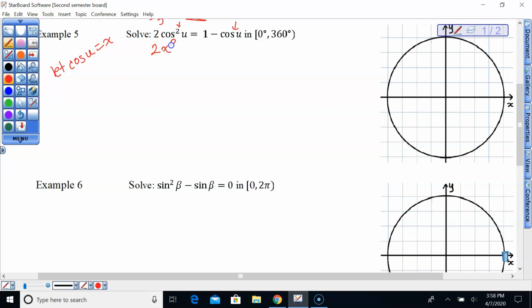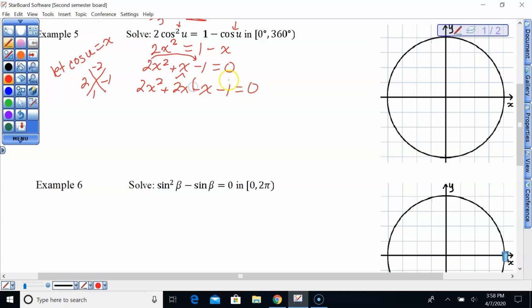So we could replace 2 cosine squared u with 2x squared equals 1 minus x. Then we rearrange this to find the zeros. We'll add x to the other side and subtract 1. So rearranging the equation, 2x squared plus x minus 1 equals 0, and then we would factor this out to find our zeros. We're looking for the numbers that multiply, AC method, to -2 and add to 1. I think 2 and -1 would satisfy that. So we'll break up our middle term to factor it. That'll be 2x squared plus 2x minus 1x minus 1 equals 0, and then we'll factor by grouping.